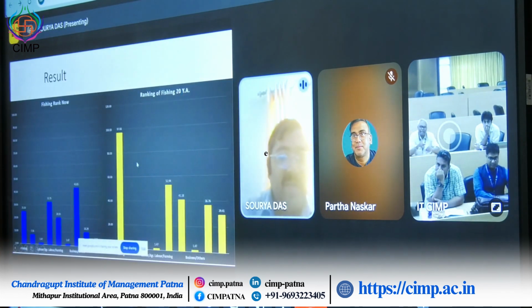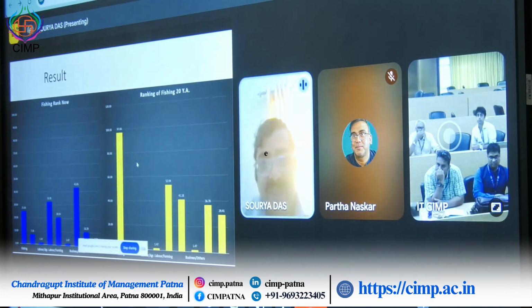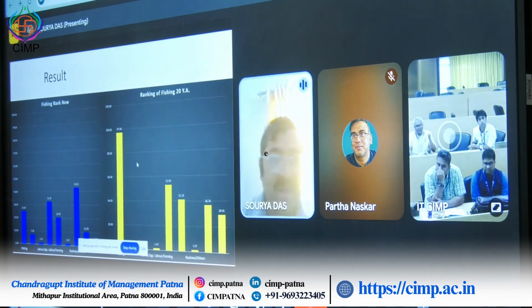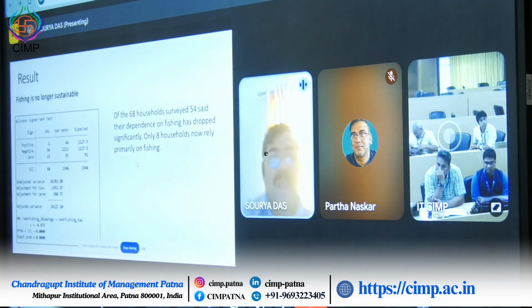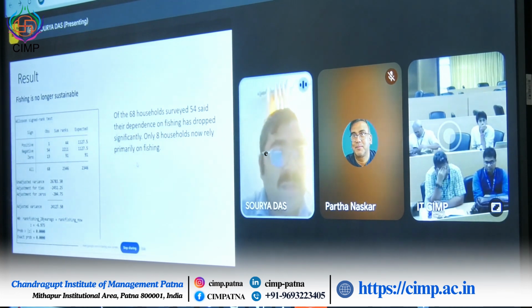In the next slide we can see that 20 years ago, almost 97.06% households were involved in the fishery activity, whereas presently only 25% of households are involved in the fishery activity. And for the inferential study, we have used the Wilcoxon signed rank test, and the result also suggests that the rank has decreased from the past.